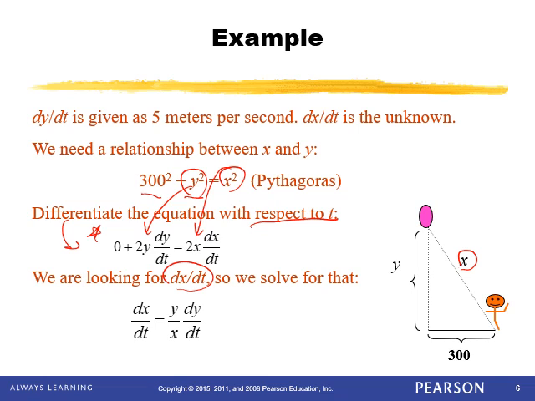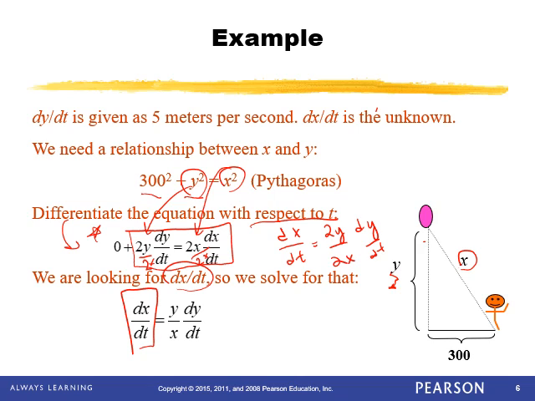And so we're going to solve for dx/dt. You can see here that if you divide both sides by 2x, you can be left with dx/dt by itself. Then dx/dt is equal to 2y dy/dt over 2x. And that cancels, leaving us with our final solution, y over x times dy/dt.